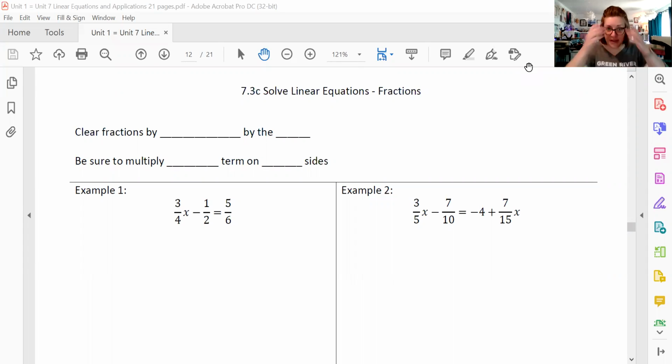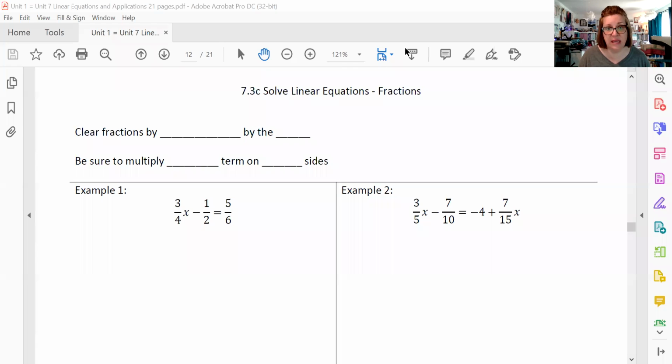7.3c, solve linear equations with fractions. Okay, so this is a pretty cool trick where we are going to do something to an equation with a bunch of fractions. And what we do is going to make those fractions disappear. It's going to keep everything equal, but it's really a great way to deal with equations because it makes it easier when there's not a whole bunch of fractions around to work with.